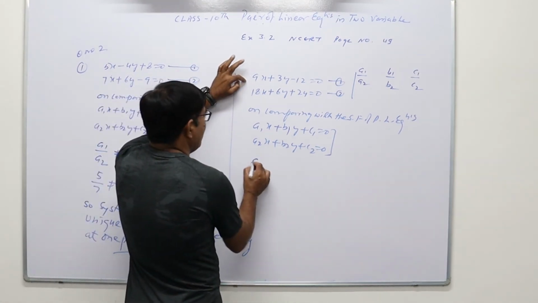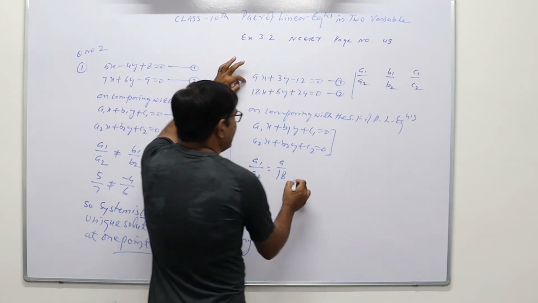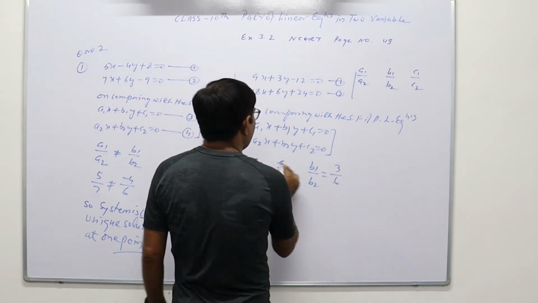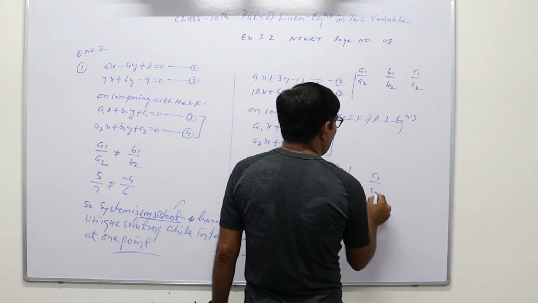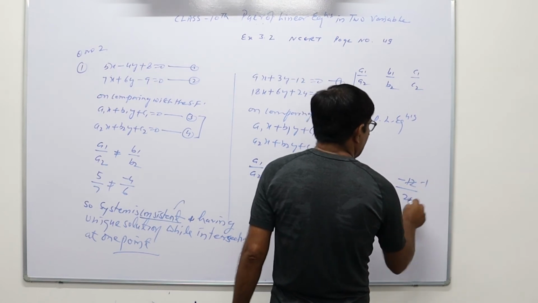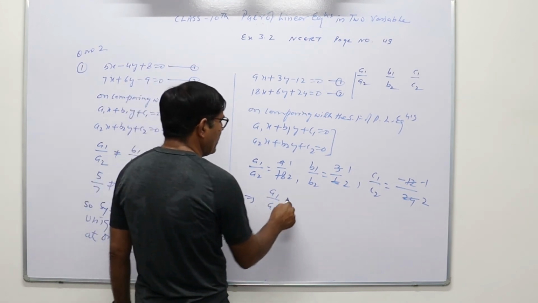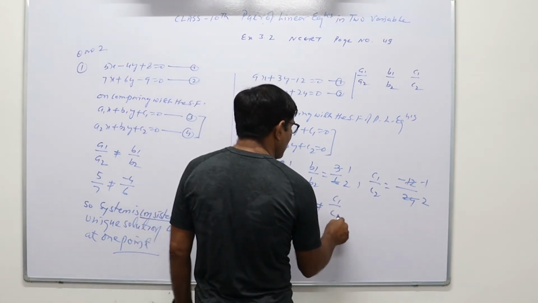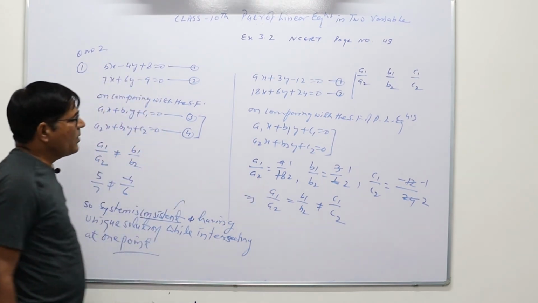This is the standard form of the pair of linear equations. Now on comparing, a1 upon a2 is equals to 9 upon 18, then b1 upon b2 is 3 upon 6. That is, 9 upon 18 means 1 upon 2. This is also 1 upon 2. And then c1 upon c2 is minus 12 upon 24, that is minus 1 upon 2. So it implies that a1 upon a2 is equals to b1 upon b2 not equals to c1 upon c2. So this is the ratio of the coefficients in the system of given linear equations.